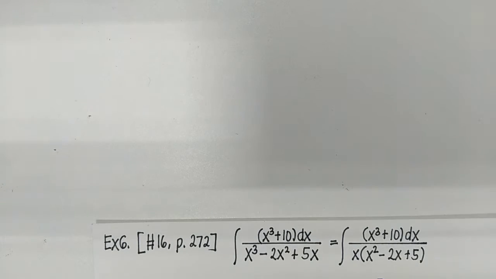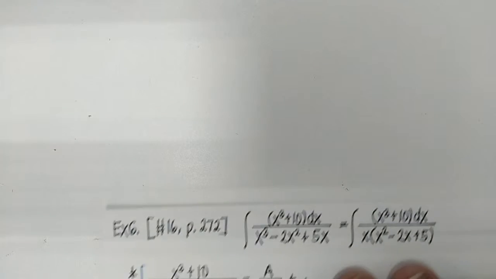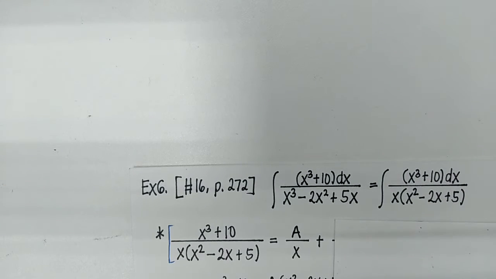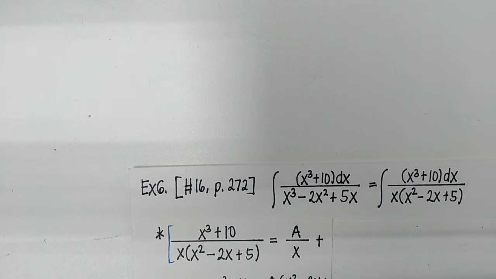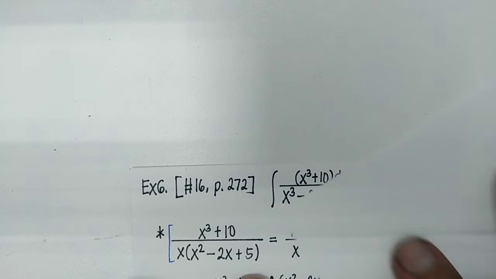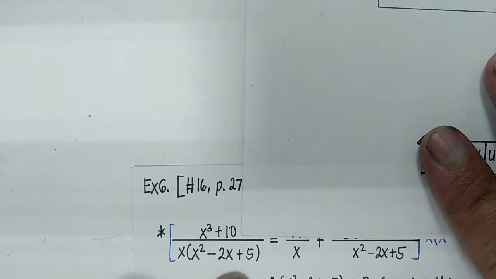Now, decomposing our integrand into partial fractions, we get the following. So (x cubed plus 10) all over x times (x squared minus 2x plus 5) gives you the first partial fraction of A over x for our first factor. Now, as for your second factor, you get the following. So we just copy the second factor out.